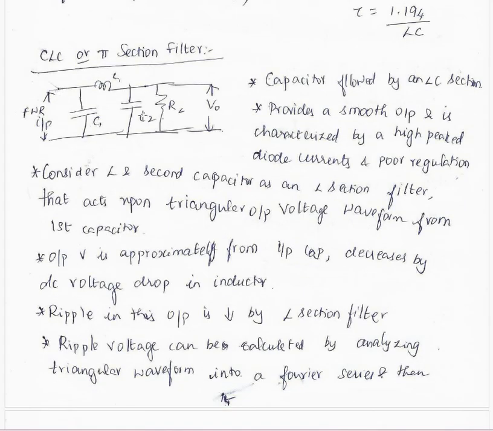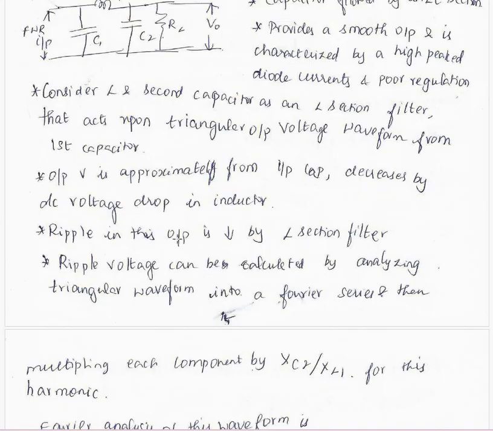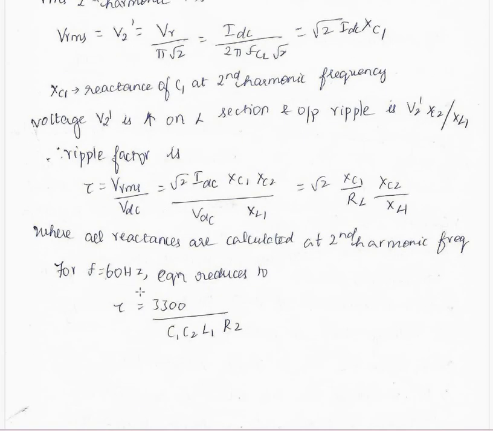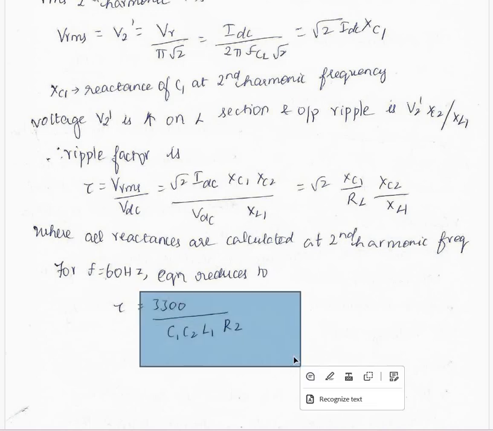In the CLC or pi section filter, we have two capacitances, one inductor and the load resistance. So a capacitor is followed by an inductor. A capacitor filter followed by an LC filter is the CLC or pi section filter. It provides smooth output and is characterized by a high peak diode current and poor regulation. Here the ripple value for 60 Hz is 3300 divided by C1, C2, L1, L2.